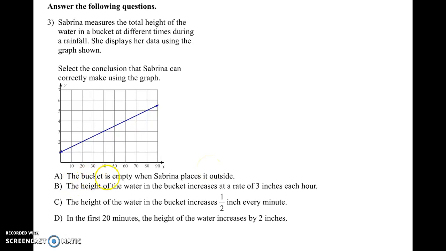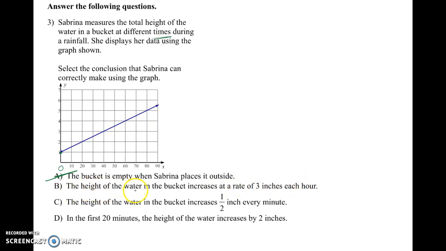So it says the bucket is empty when Sabrina places it outside. So if this is the time, and these are the inches, right, because it says Sabrina measures the height of the water during different times. So let's see, if this is the height, right here at 0 time, it was at 1 inch. So was it empty when she placed it outside? No.